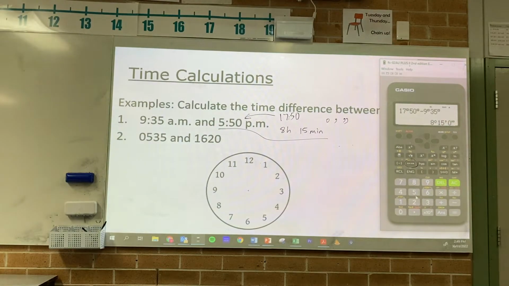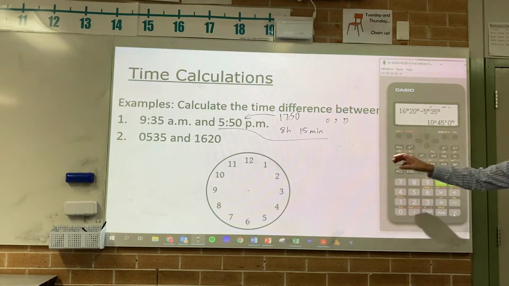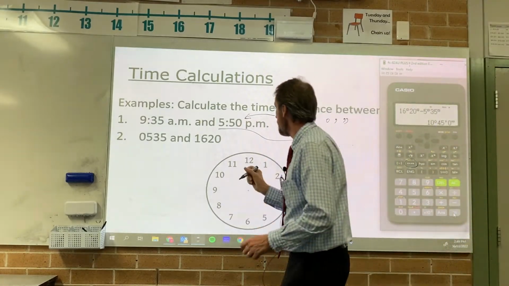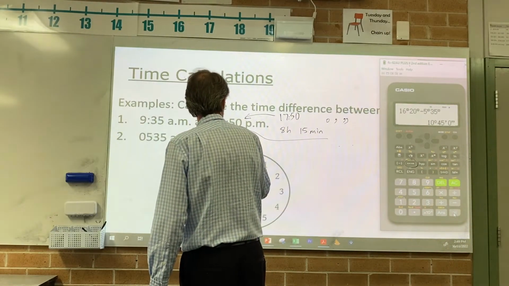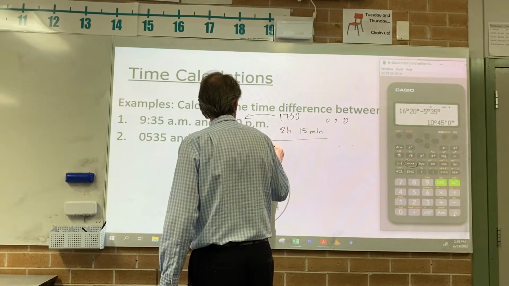Again, it's in 24-hour time, so we can just type 16 degrees, 20 minutes, minus, oh, hang on, Mr. Clark, don't do that yet. Hit that button again just to be sure. Minus 5 degrees, 35 minutes. Press equals: 10 hours and 45 minutes. That lines up. Okay, so we can do that one and we get 10 hours, 45 minutes.